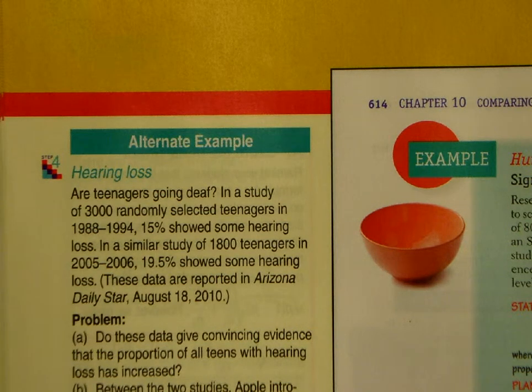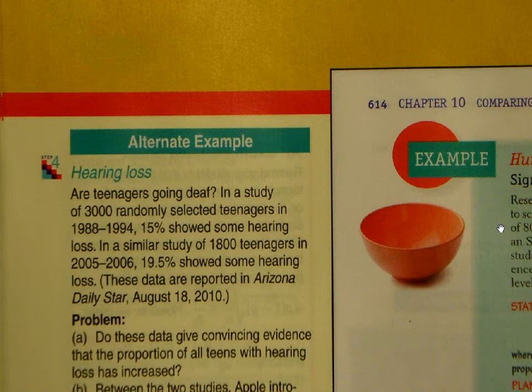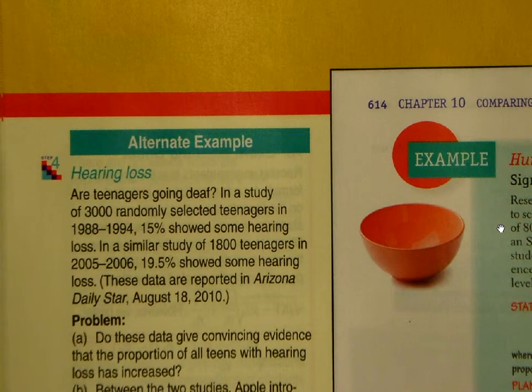Today we are doing a two-sample proportion significance test. Yesterday I think we did a confidence interval, so here we are in the test. The problem that we're going to be working on today is: are teenagers going deaf? In a study of 3,000 randomly selected teenagers, in 1988 to 1994, 15% showed hearing loss.